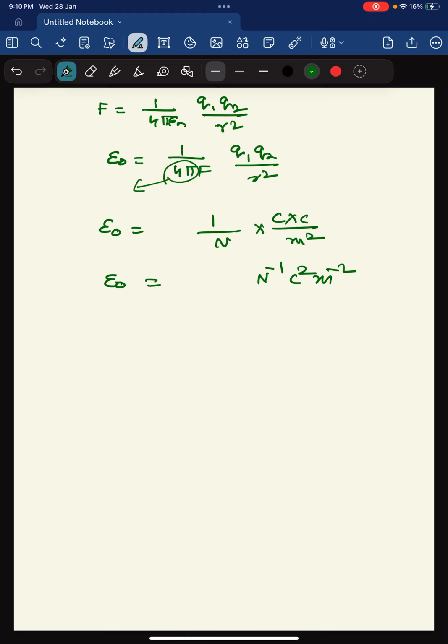What is the value of epsilon naught? The epsilon naught value is 8.85 into 10 power minus 12 Newton inverse Coulomb square meter power minus 2.